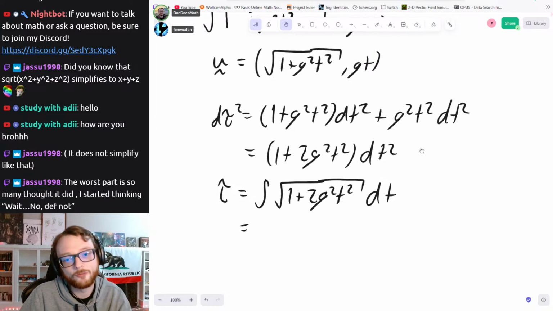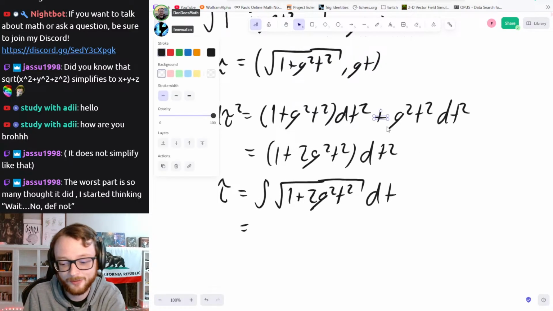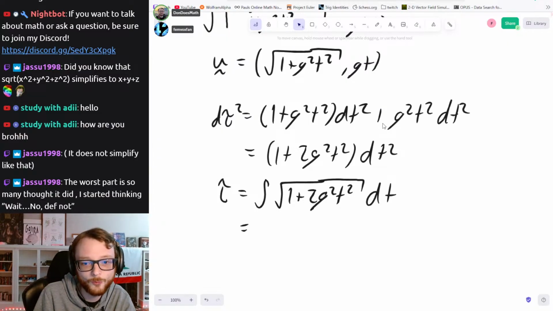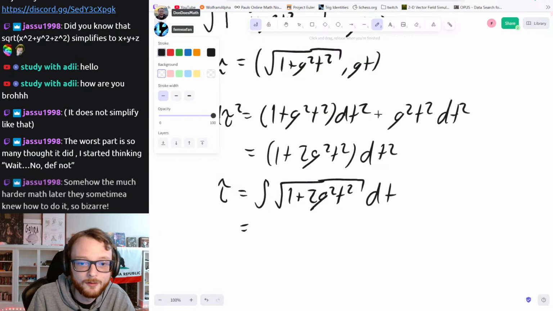Oh wait, I forgot a minus sign. Did you? Yeah, because d tau squared is dt squared minus dx squared, minus all the other space components. That makes it so much easier.